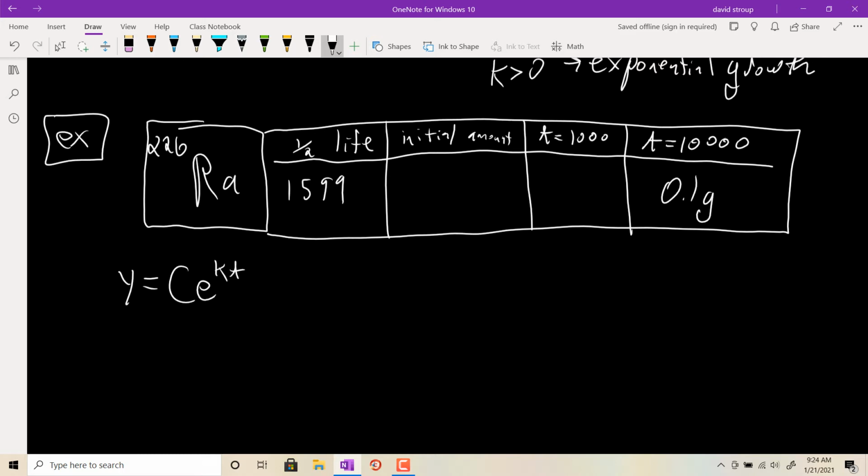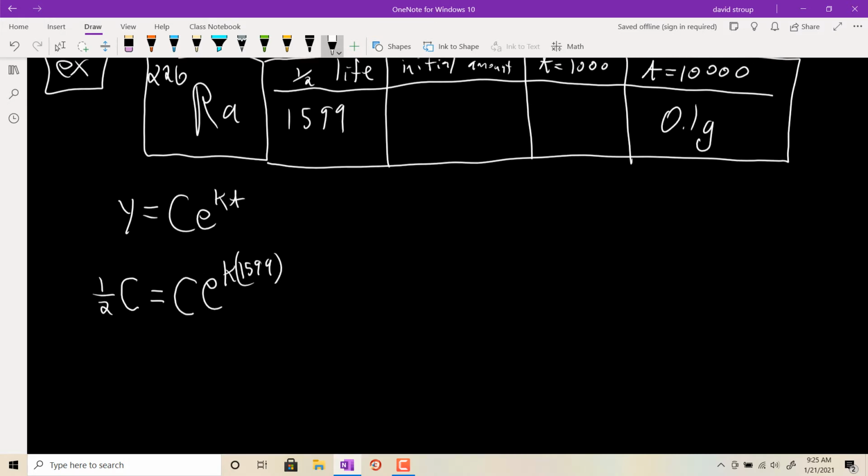So after 1,599 years, half of the original amount, so the original amount is c, there'll be half that amount left over. So when I plug in 1599 for t, I'll end up with 1/2 c as the output. I can get rid of the c value, assuming c is not 0, which it obviously is not, because after 10,000 years there's 0.1 gram left. So we'll end up with 1/2 equals e to the k times 1599.